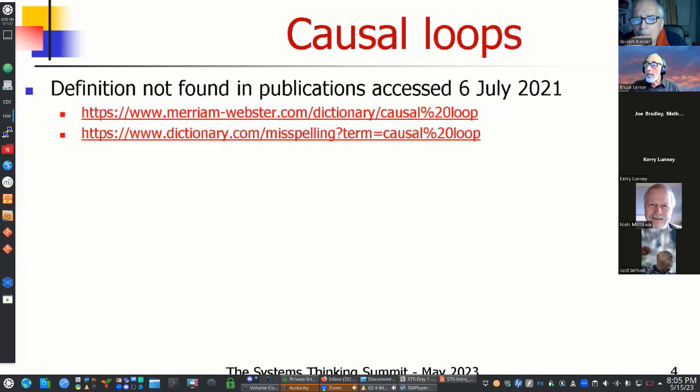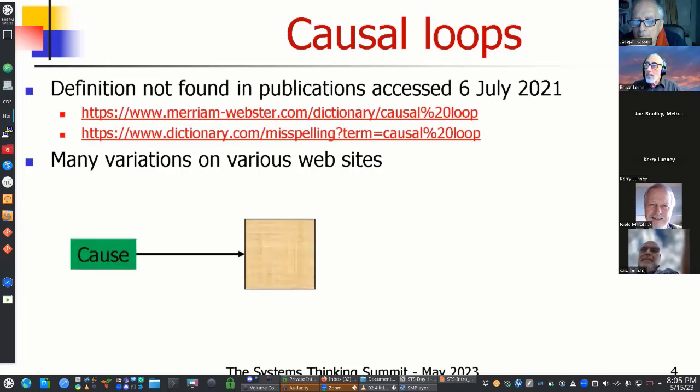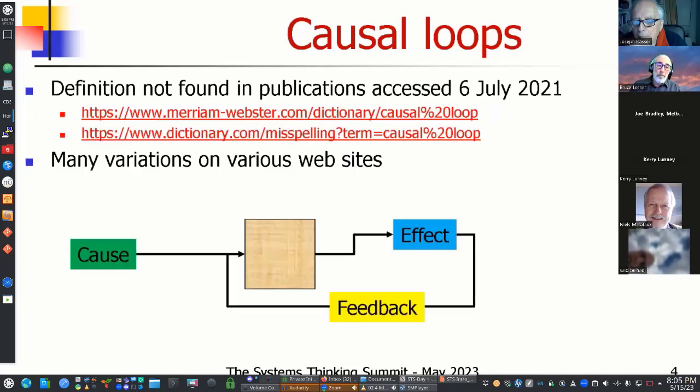Lots of people think that systems thinking is using causal loops. Well, back when I did this research, I looked up the definition in 2 different dictionaries and couldn't find anything. But there were many variations on various websites. And basically it was something like this. There's a cause, and there's an outcome or an effect. And we call that cause and effect. You push the light switch, and the light comes on. Cause, effect. But a causal loop goes a little further.